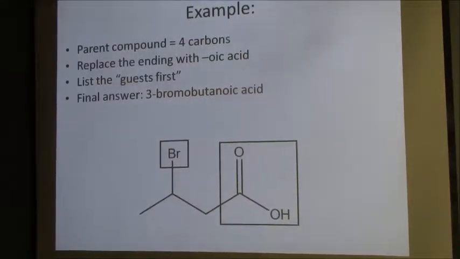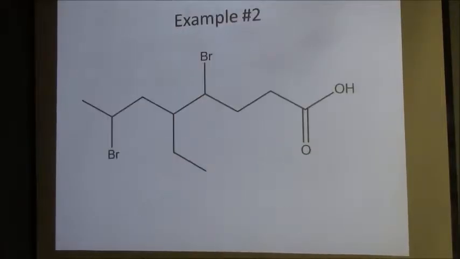So here's an example. We're going to begin numbering from the left. This is carbon number 1, 2, 3, 4. And we have a bromo as our substituent. So this is 3-bromo-butanoic acid. You don't need to write 3-bromo-1-butanoic acid. The 1 is not necessary because it's assumed that the carboxyl group is on carbon number 1.